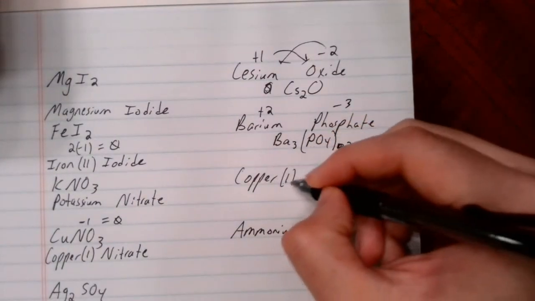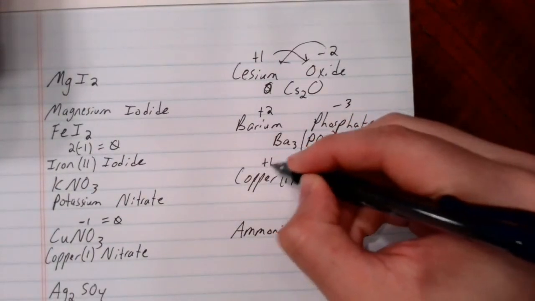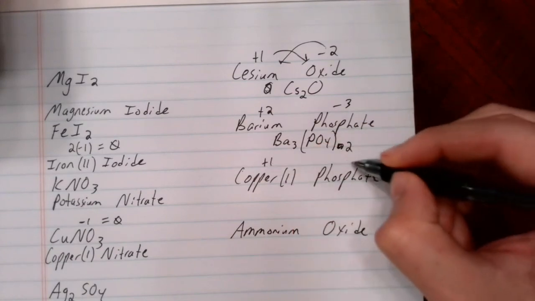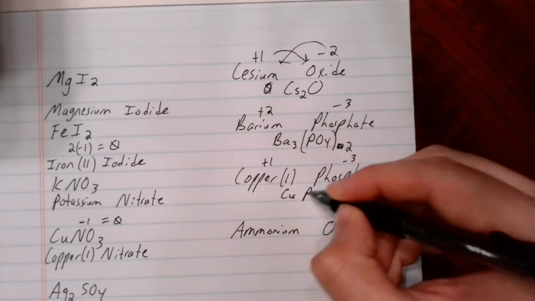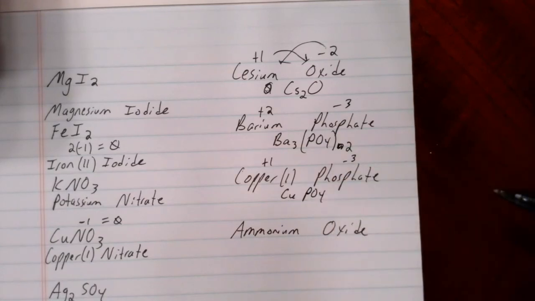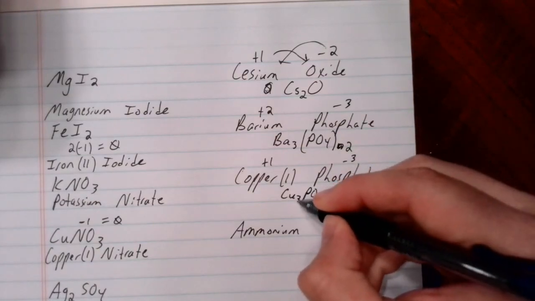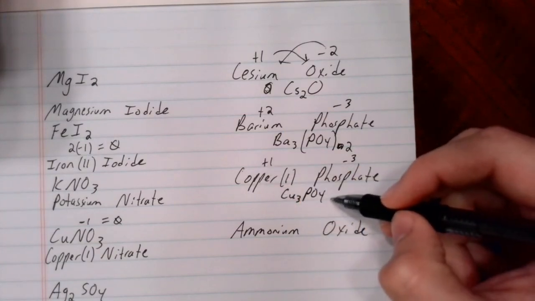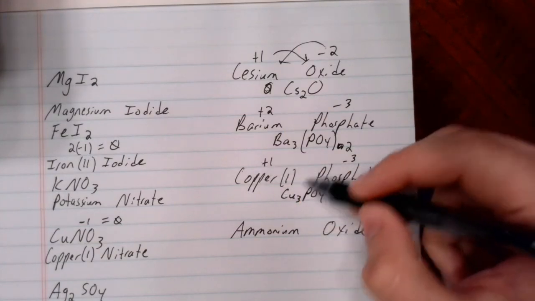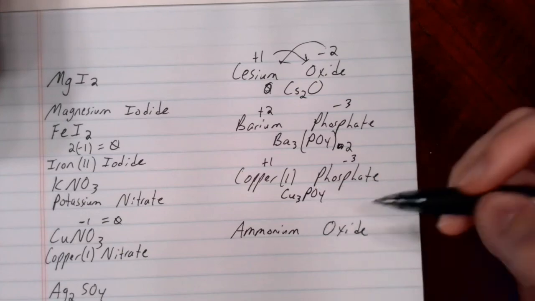Copper phosphate. The Roman numeral tells me copper's +1, copper 1 phosphate. Phosphate is -3. So I write the symbols. Cu, PO4. Do they cancel? No, they don't, so I flip it. Cu3, PO4. Do I need to write the 1? No. So because there's only 1 phosphate, I don't need parentheses there. If you write it, it's not the end of the world, but it's standard convention not to.